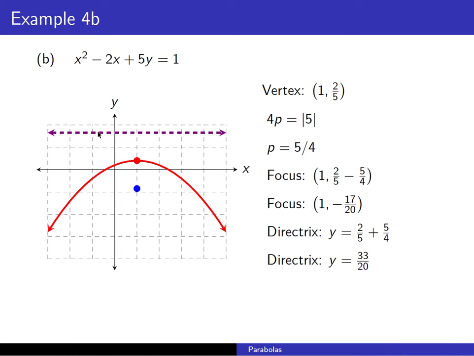So just to recap, the vertex, which we can find using technology, is at (1, 2/5). Our focus point is at (1, -17/20). And our equation for our directrix line is y equals 33/20.